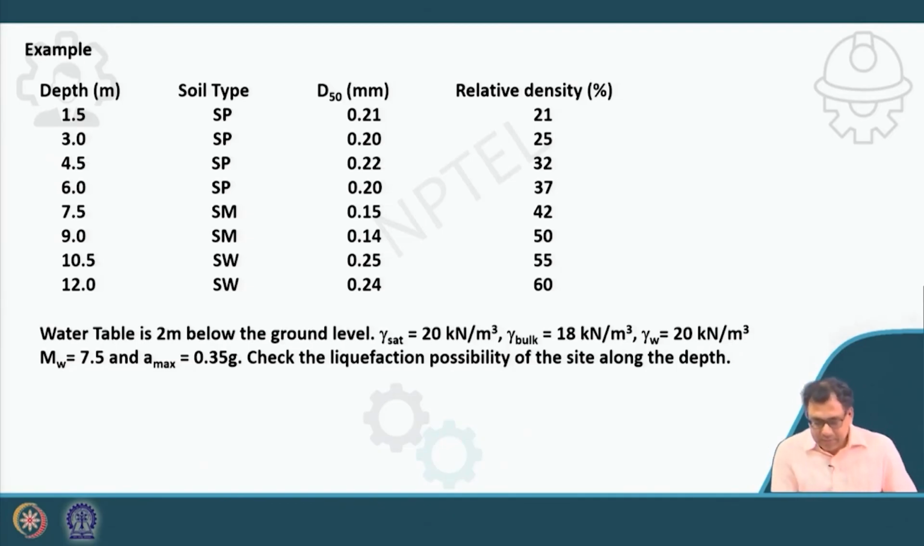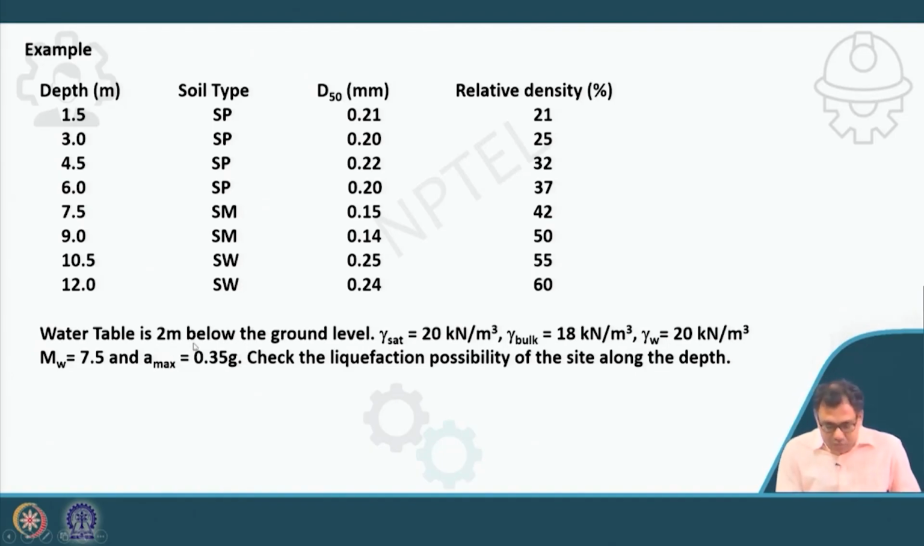Now, this is your D50 value. What is D50? The particle size for which 50% of the soil particles are finer than this value. D50 is 0.21, 0.2, 0.22, and for SM it is 0.15, 0.14, and then 0.25, 0.24, in terms of millimeter. Relative density is also required. This is 21%, 25, 32, 37, 42, 50, 55, 60.